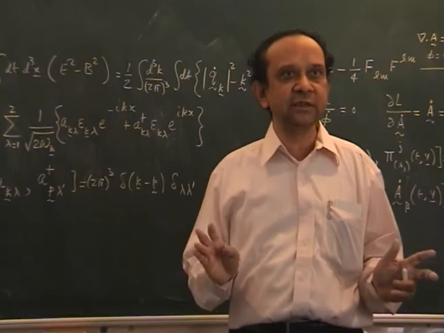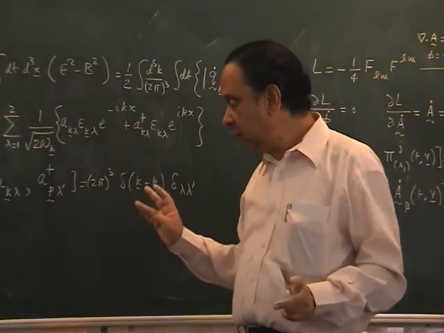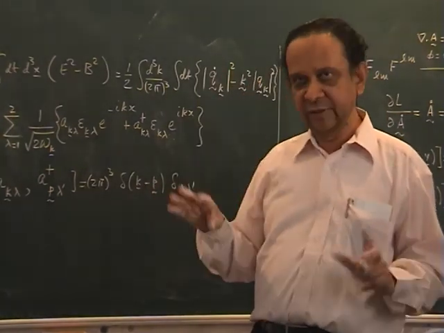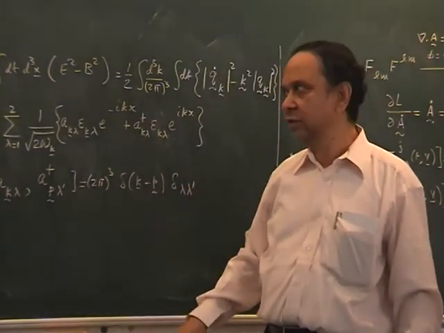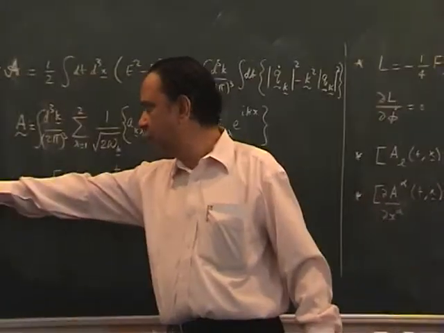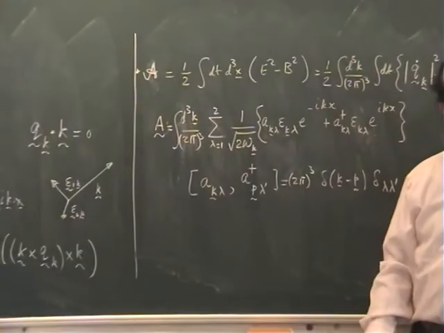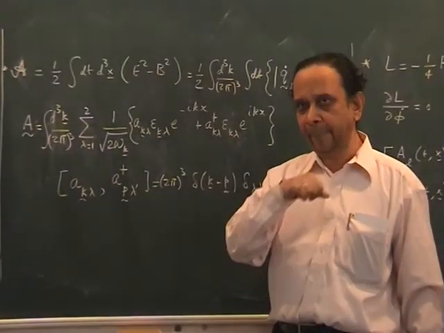We have actually quantized it. We have also taken care that phi is 0 because we never dealt with phi. We have also taken care of divergence of A is equal to 0 by explicit construction. These epsilons are orthogonal to k. This is all which is there.